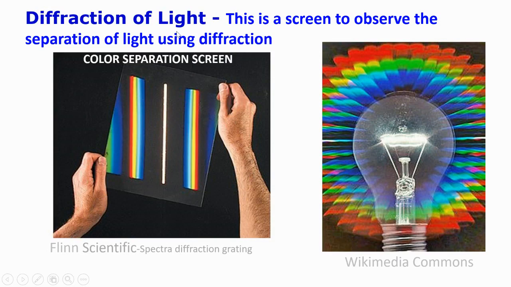Diffraction of light. We are going to study and understand the color separation screen, also called a spectra diffraction grating. We are able to see the colors of the white light through this screen. So how is this possible? We can use this screen to observe the separation of light using diffraction.